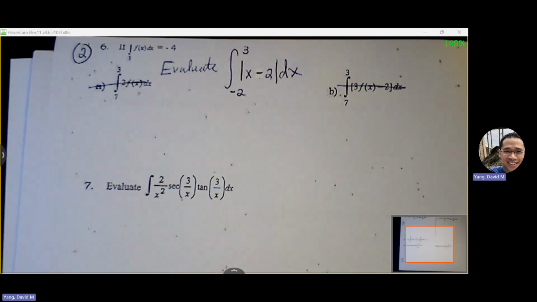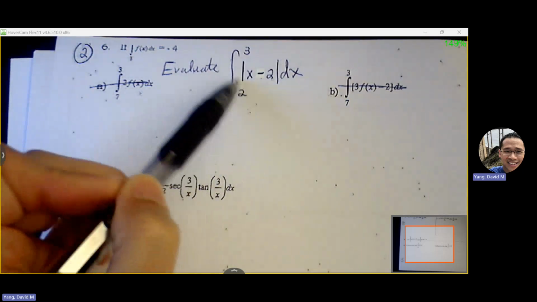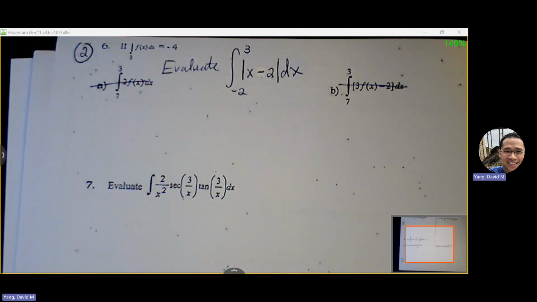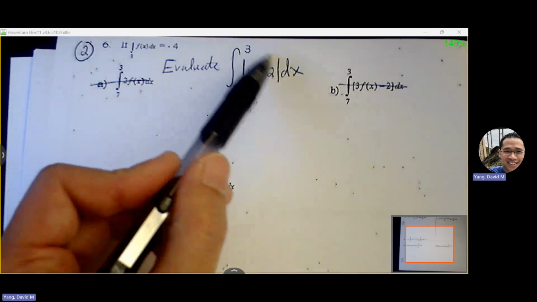So this is asking for us to evaluate the definite integral involving absolute value functions. There are two ways to do this. Absolute value, you can rewrite it as a piecewise function. You can go through power rule, but it's a little bit cumbersome. I think the easier way to do this is we're going to use geometry.